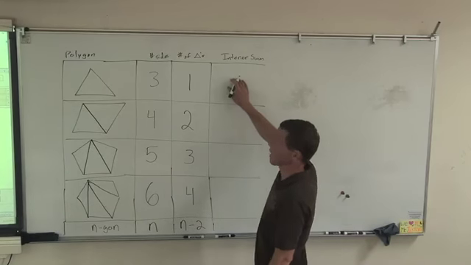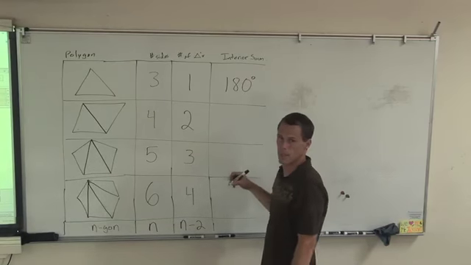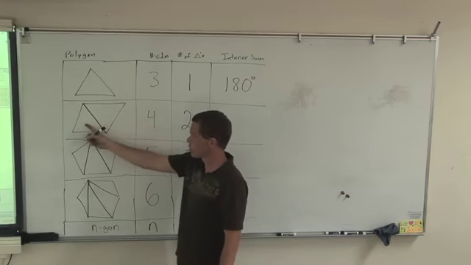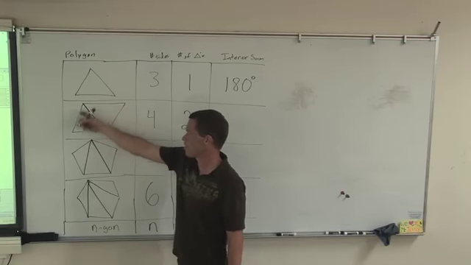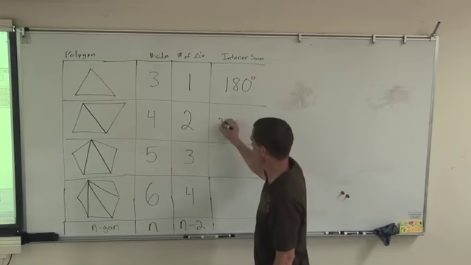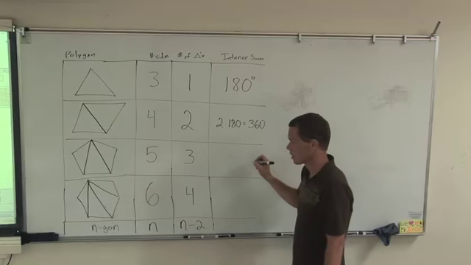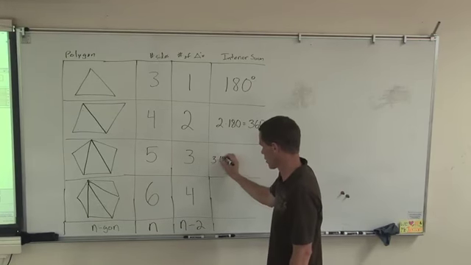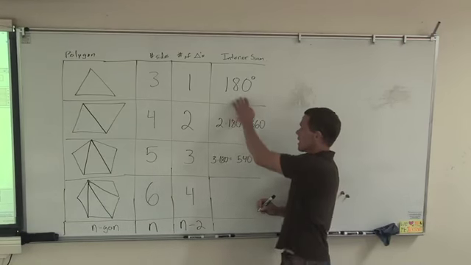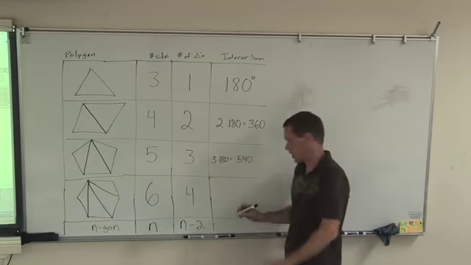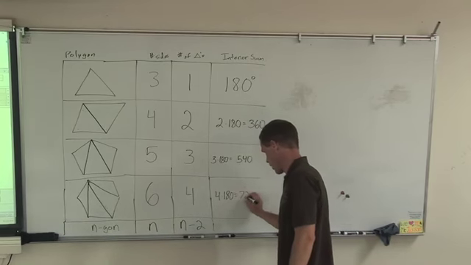Now, I know that inside of a triangle, the sum is 180 degrees. But in this case, there are 2 triangles. If I add up all the angles, it makes up the quadrilateral. So there are 2 times 180 degrees, which equals 360. In this case, there are 3 triangles, 540. We have a nice little pattern going. 180, 360, 540. We just keep adding 180. 4 times 180 equals 720.